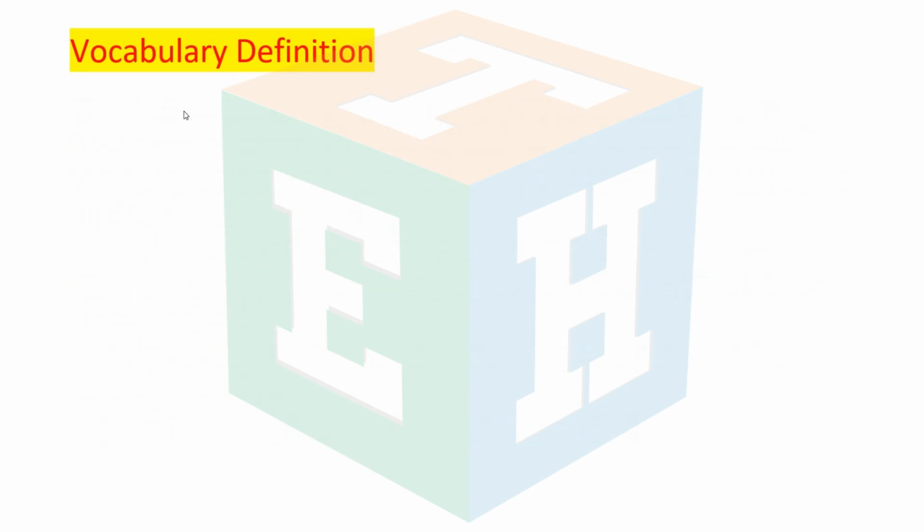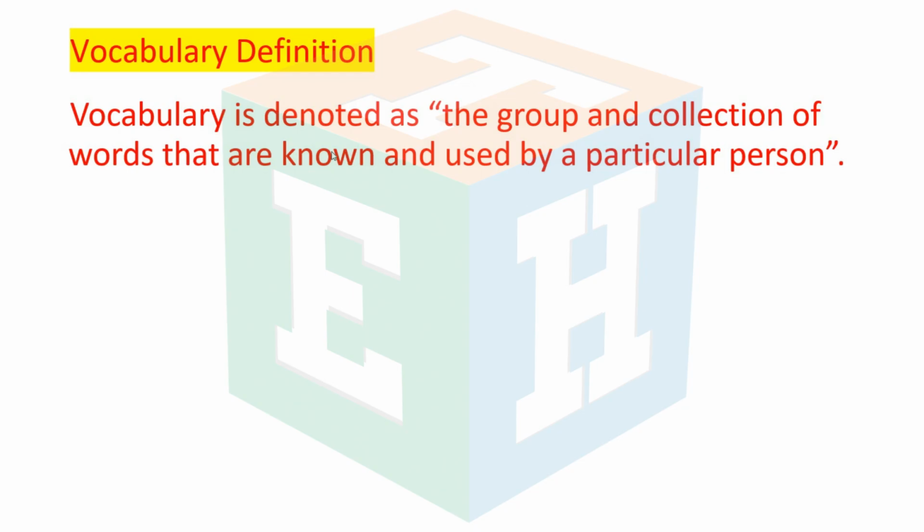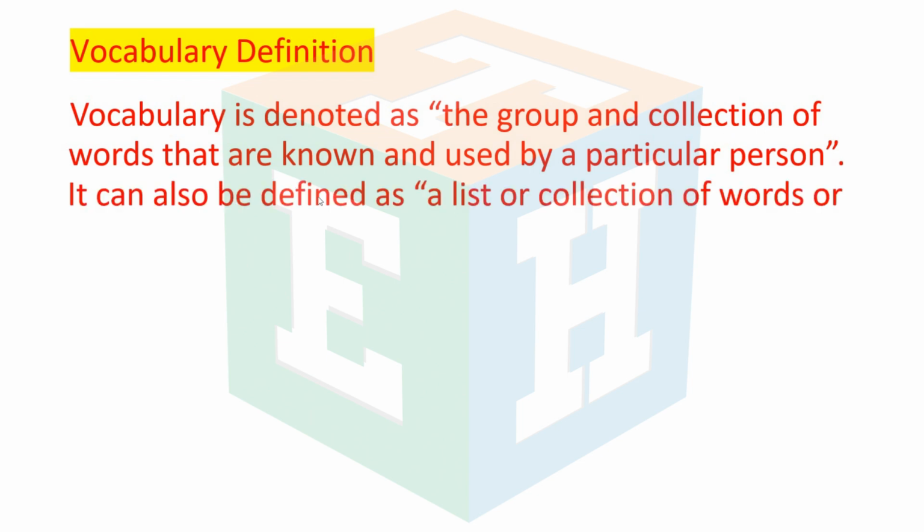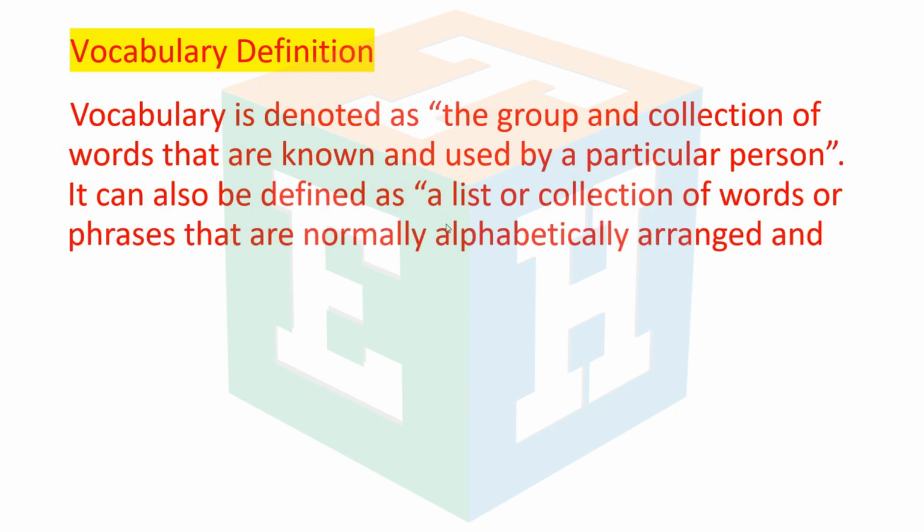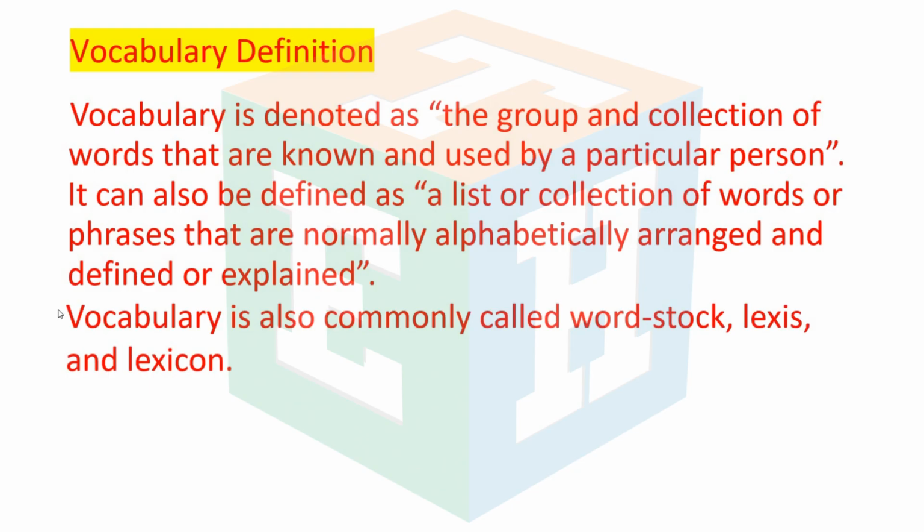Vocabulary definition. Vocabulary is denoted as the group and collection of words that are known and used by a particular person. It can also be defined as a list or collection of words or phrases that are normally alphabetically arranged and defined or explained. Vocabulary is also commonly called word stock, lexis, and lexicon.